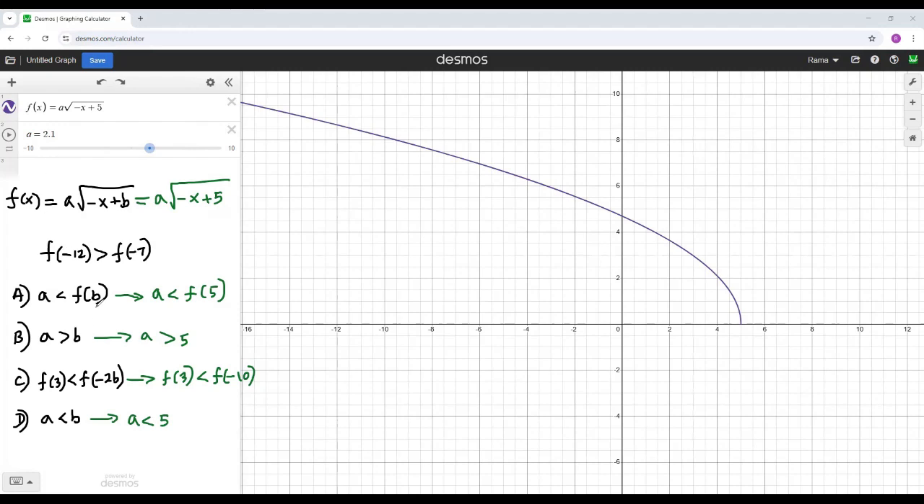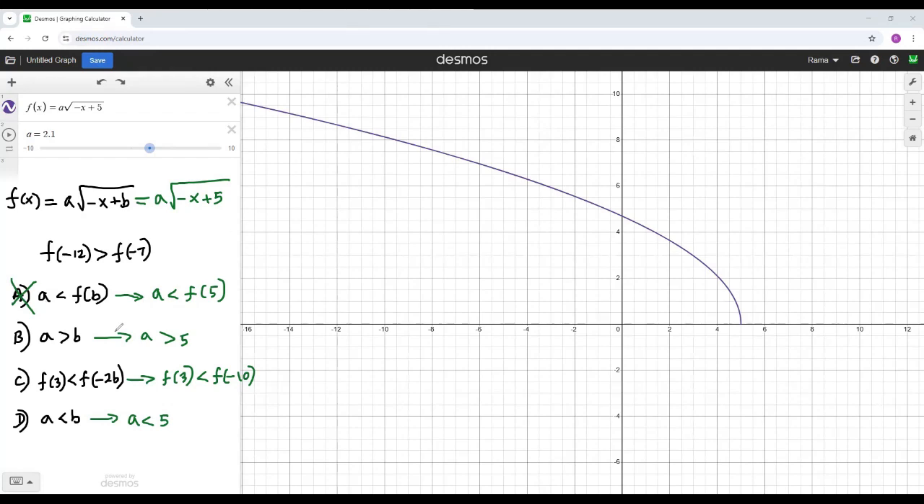Now let's verify the given answer choices. Let me go to answer choice A. Here we have a is less than f of 5. We can get the value of f of 5 by plugging in 5 for x in the given function. When I plug in x equals 5, we get negative 5 plus 5 inside the square root, which becomes 0. 0 times a is 0. That is, the value of f of 5 is 0. We know that a is positive, so we get a positive value less than 0. It's not true. We can reject answer choice A.